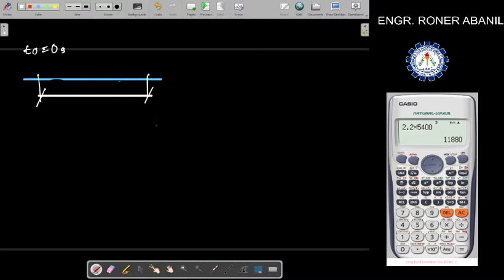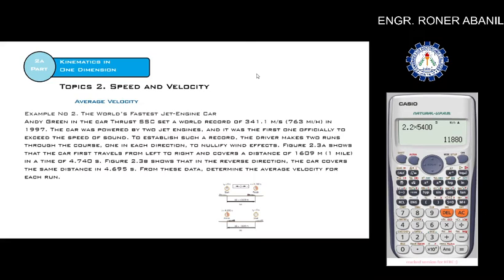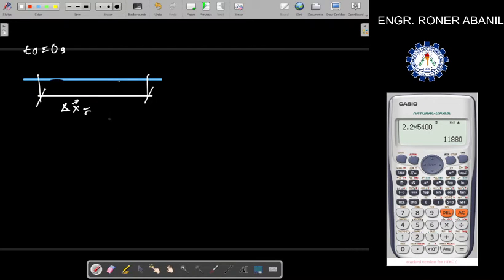So, kung meron tayong change in distance dito, no? Yung change in distance dito is, balikan natin yung problem para sigurado. Yung change in distance dito is, ito, left to right covers a distance of 1,609 meters. Okay? So, yan. So, ibig sabihin, 1,609 meters to. Ayun.